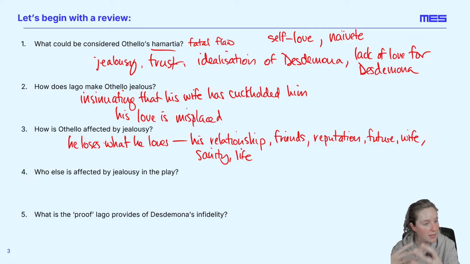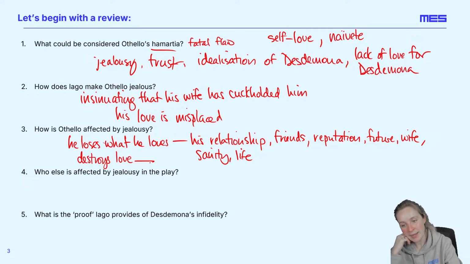So again, we're thinking about this flip side of ideas like jealousy, really as being this idea of love embedded within it and really working with it. How is he also affected by jealousy? He destroys what he loves, right? He replaces it, as he himself says, with hate.